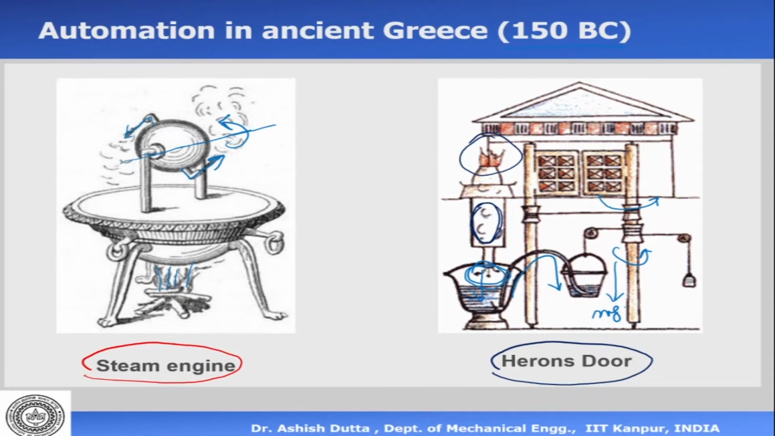You put off the fire and the door closes. Okay, so this is an example of automatic opening and closing of door, which is basically automation. Now again, if you look at the date, 150 BC, so this is very, very long time ago.